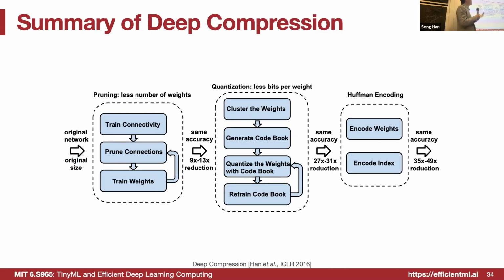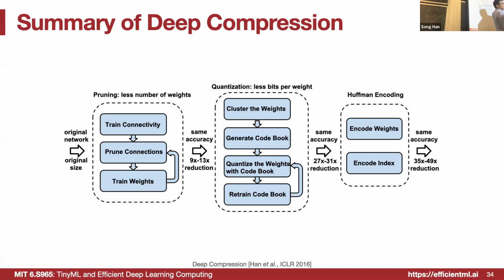So put them together, we have this deep compression pipeline that can drastically reduce the model size of neural networks. It refers to pruning, which gives you fewer weights, and then quantization, which gives fewer bits per weight. And then finally, Huffman coding, using a different number of bits for popular versus infrequent weights. For pruning, we train the connectivity, prune it, and iteratively prune and fine-tune. That can give you the same accuracy, but 9 to 13x reduction of the model size.